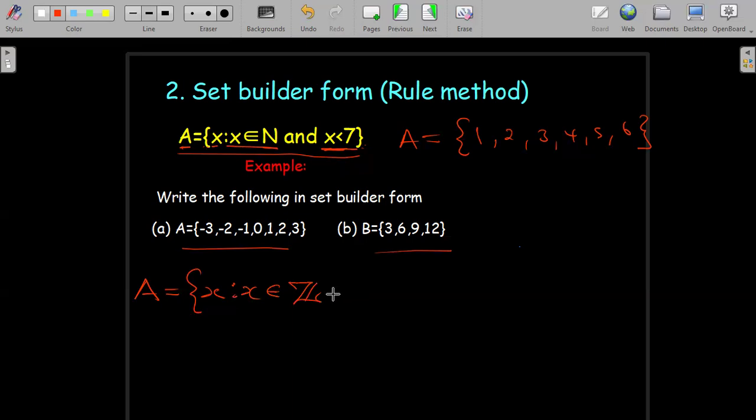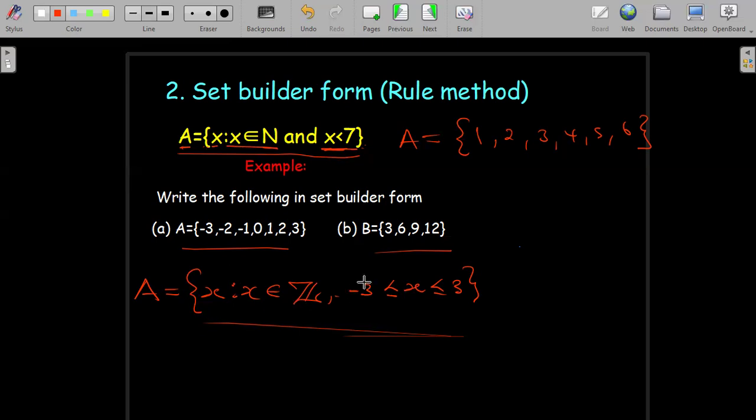Remember, this Z represents the set of integers. So it's a member of the integers and it's in between what? You would write a comma in between negative 3 and 3. So negative 3 is less than or equal to X, which is less than or equal to positive 3. So this here is my set in set builder notation. I hope that's clear for everyone.